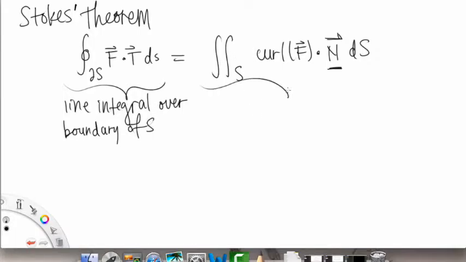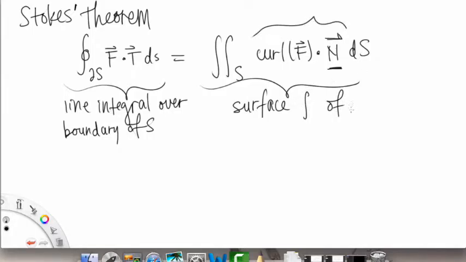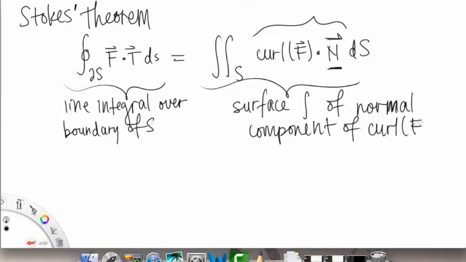And this is, as you can see, the double integral. I'll just call it the surface integral because it's over a surface. So it's the surface integral of, and what this signifies is the normal component of the curl of f.